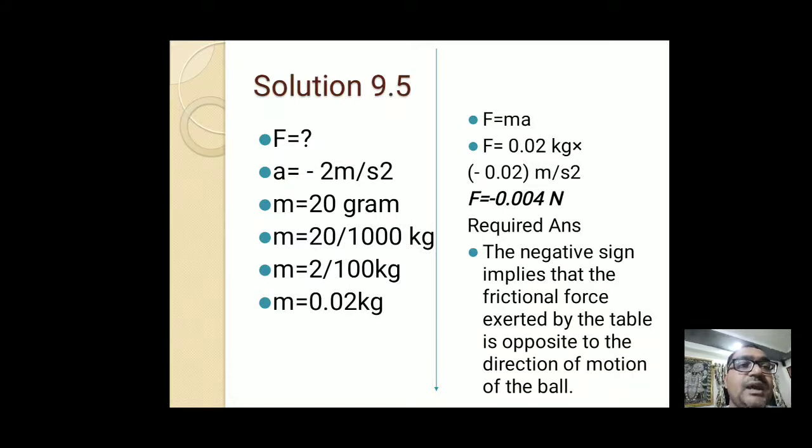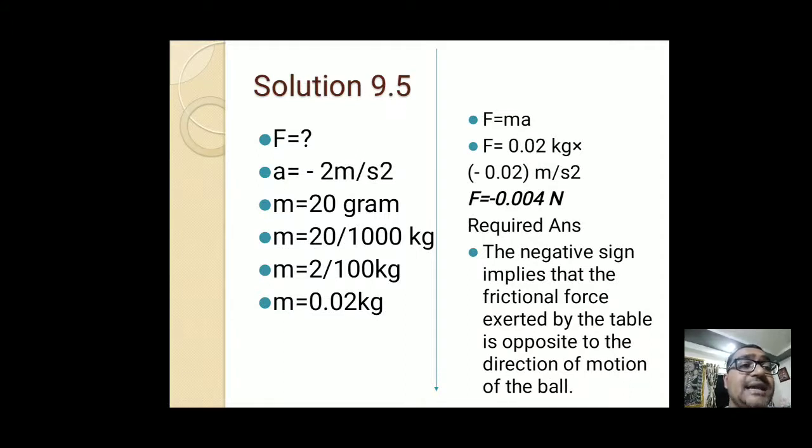So now we can use our basic formula, F is equal to ma, and we will put all the values in that formula and find the value of F. So you can see the right hand side. Our basic formula, F is equal to ma. Here mass is 0.02 kg, and acceleration we have found is minus 0.02 meter per second square. So force will become minus 0.04 Newton. So that is our required answer.